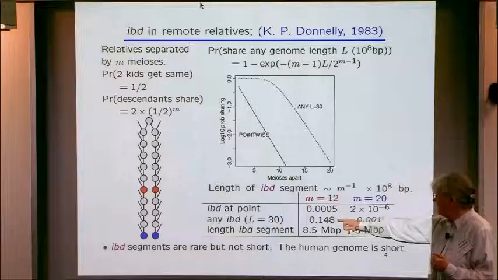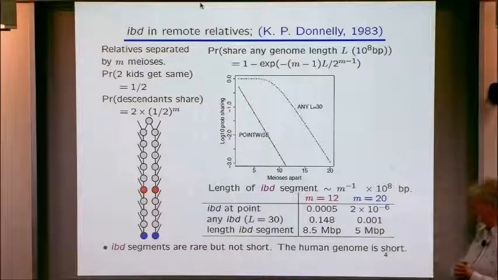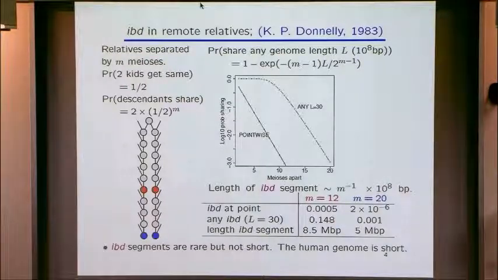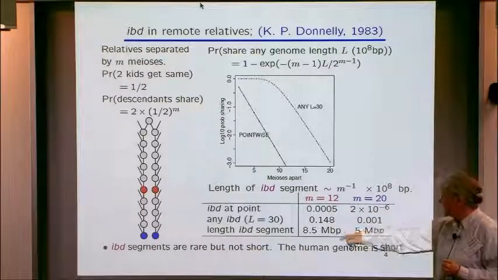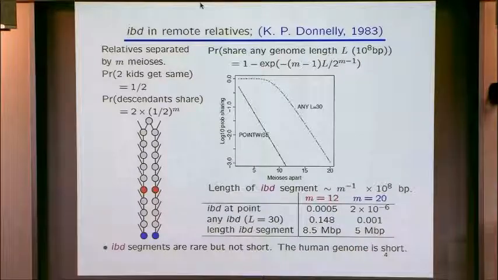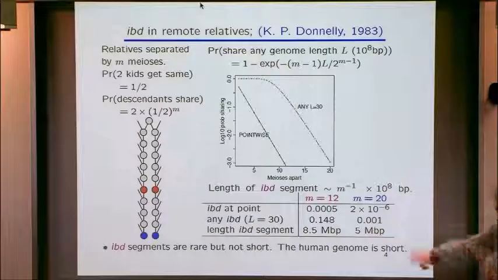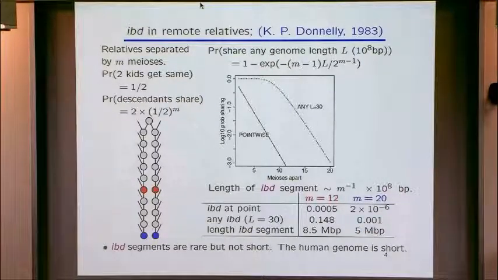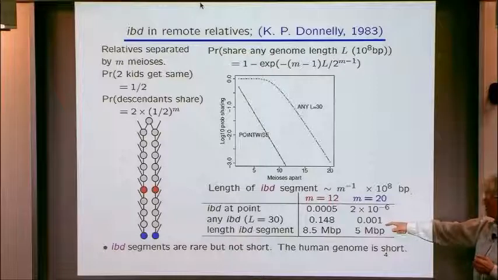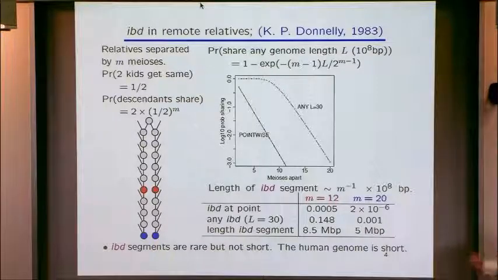There's a reasonable probability that they do have some segment of their autosomal genome identical by descent, and the expected length of that segment is 8.5 million base pairs. The effect is more extreme as I go to more remote relatives, individuals, those blue guys, separated by 20 meiosis. There's only a chance of 2 in a million at any point in the genome that they'll share identity by descent. And interestingly, only 1 in 1,000 such pairs will share any of their autosomal genome identity by descent.